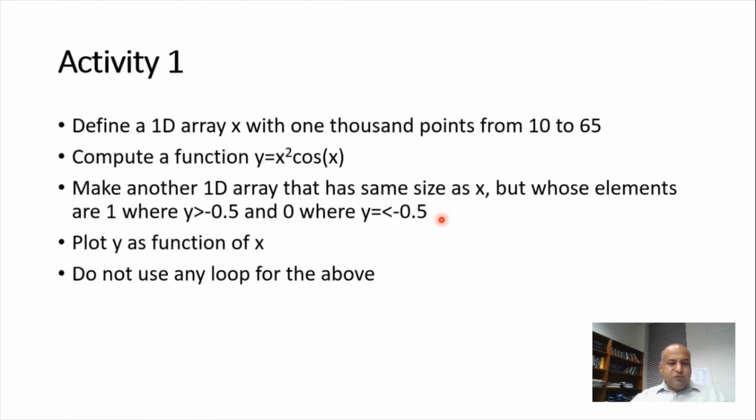All right. So I would like you to stop here and do this small activity. What you should do: create a 1D array, let's call it X, from 10 to 65 with 1000 points in it, and then compute another 1D array, which is actually this function, and then create another array such that it has 1 at its place.